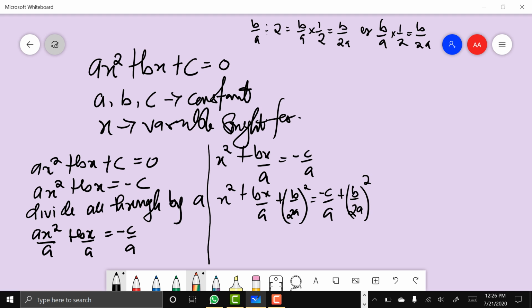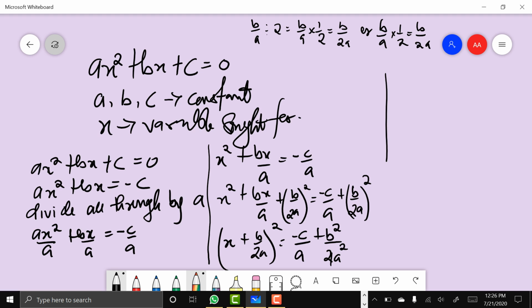Now, there is something I want you to understand: if you pick one x from here and you pick one b over 2a all squared, it will give you this full expression, which is equal to minus c over a plus b squared over 4a squared. Now, let's look at something. We'll come back to this.